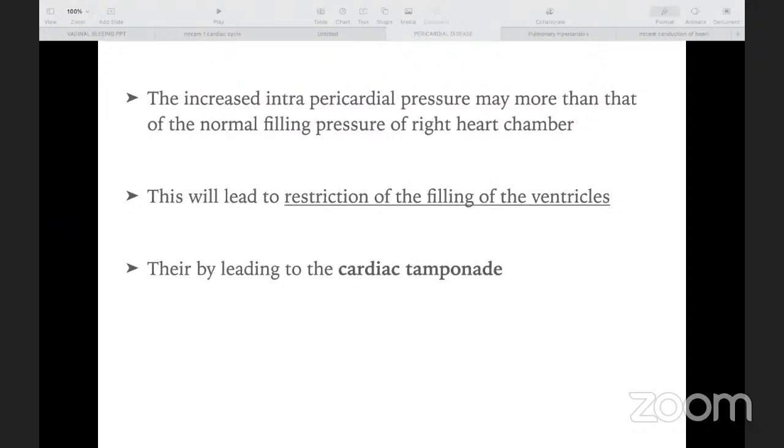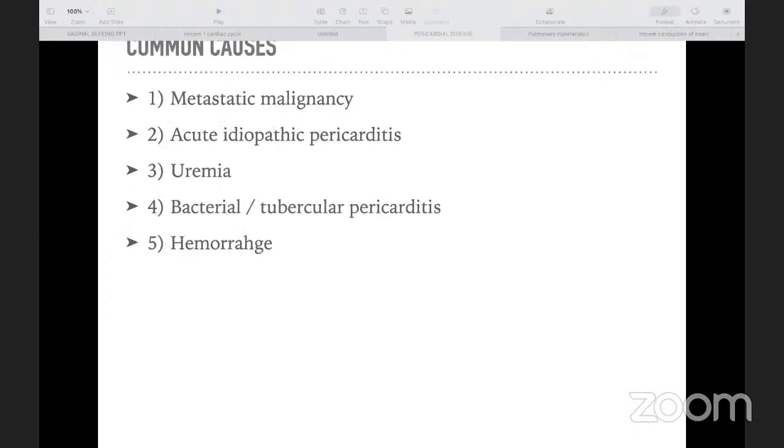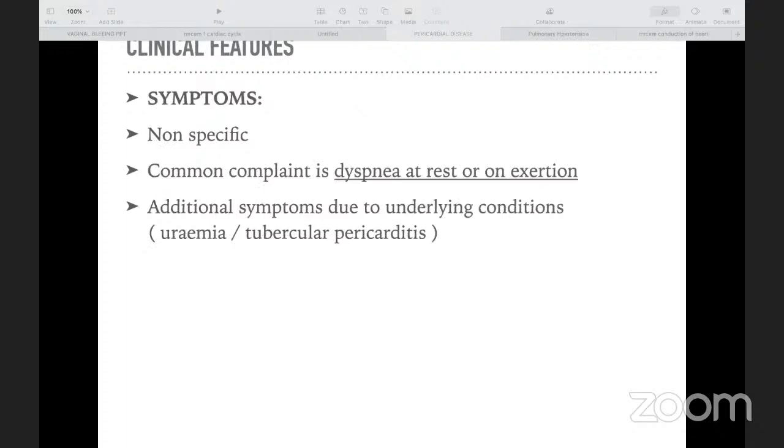So increased intrapericardial pressure will be more than the normal filling pressure of the right heart chambers, and that will lead to restriction of the filling of the ventricles, leading to the condition, as we all know, called cardiac tamponade. The common causes are metastatic malignancy, acute idiopathic pericarditis, uremia, bacterial and tubercular pericarditis, and hemorrhage. The clinical features, most of the time, will be non-specific. The common complaint is dyspnea at rest or on exertion. Additional symptoms due to the underlying condition may be present, such as uremic features or those of tubercular pericarditis. All those associated features may be present depending upon the cause.